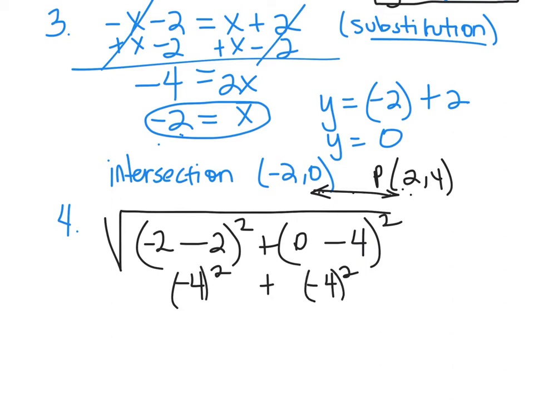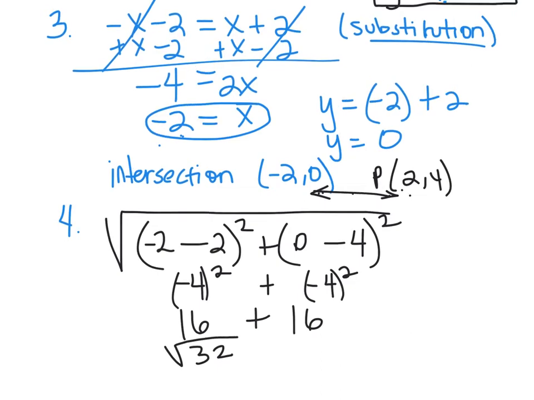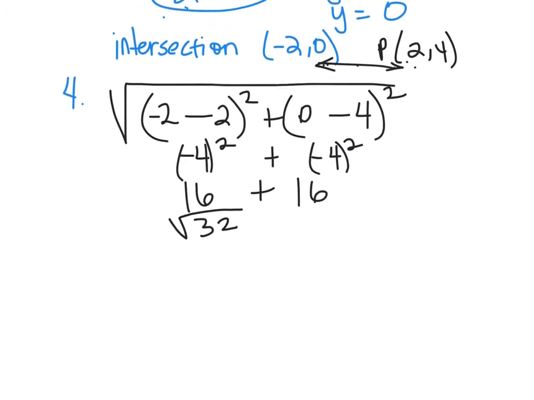And remember, whenever you square, it doesn't matter if you have a negative or not, you're going to get a positive answer. Negative times negative is always positive. So 16 plus 16 is 32. And this is the square root of 32, the distance between the two points. But we're going to simplify that into 4 square root of 2.